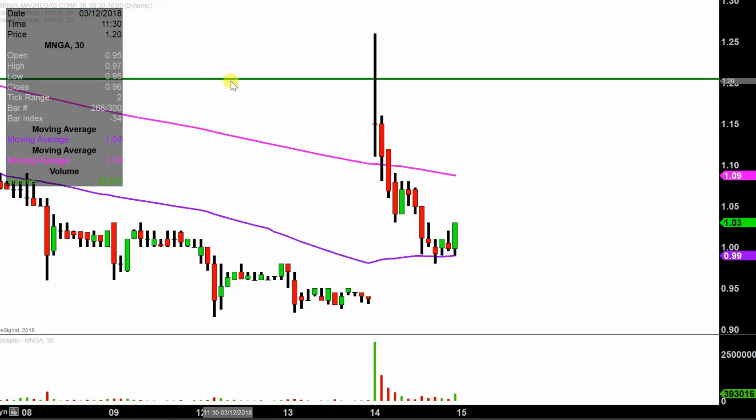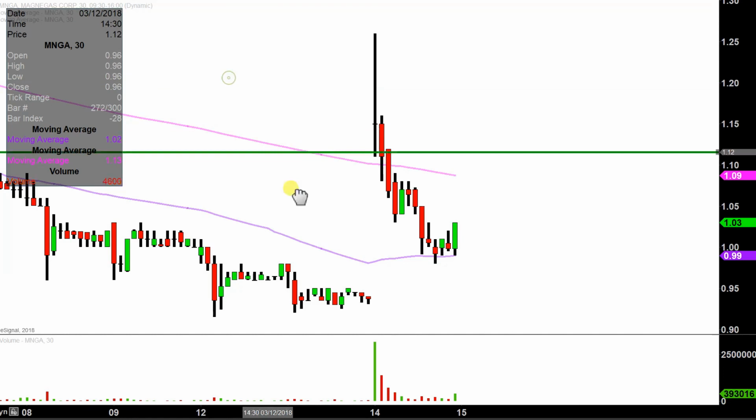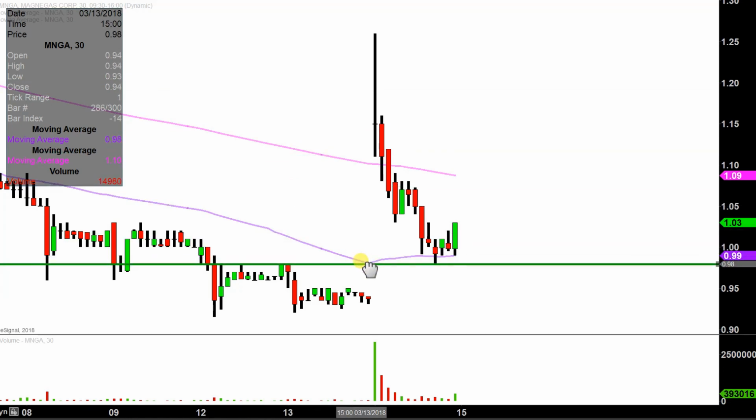So let's just first figure out where all this started. For me, it started when it broke out above this previous area of resistance right here around 98 cents. You can see right here a bunch of times price tried to get above it, couldn't quite do it. So that was a former area of resistance, but with the gap up today, in technical jargon, we would call that a technical breakout. So that is where I would define the starting point.